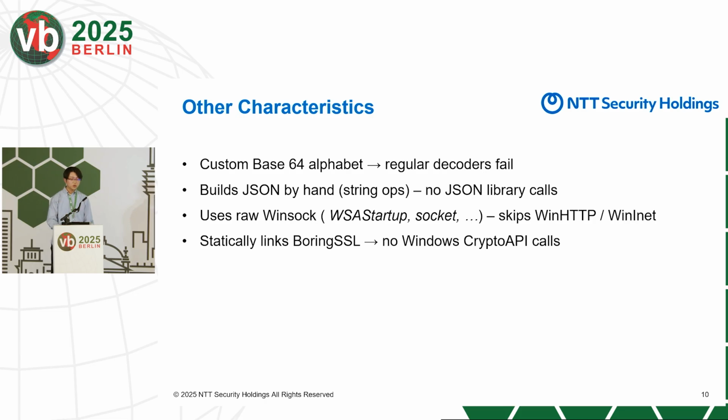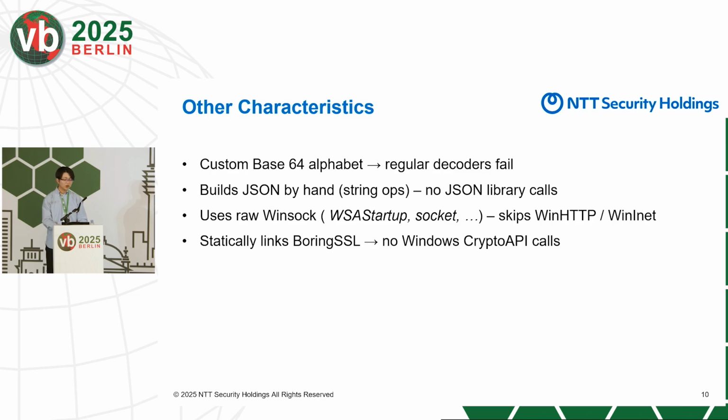ECHidna uses 4 small tricks to slow us down. First, a custom base64 alphabet. The data still looks like base64, but the character set is different, so normal decoders fail. Second, it builds each JSON-like message by hand. No JSON library codes appear. This makes the decompiled code bigger and hides the usual JSON function names.